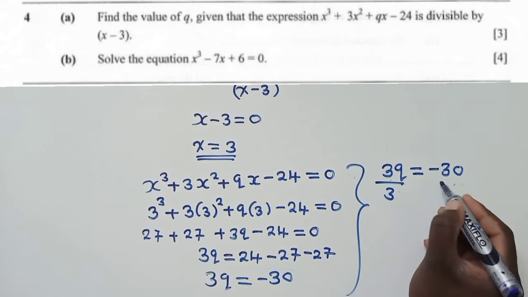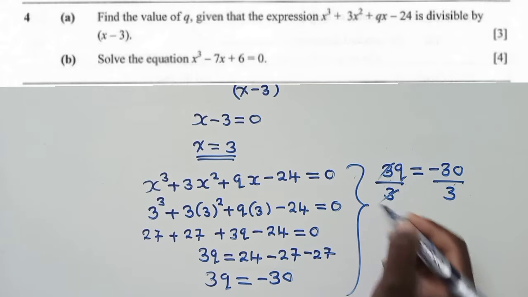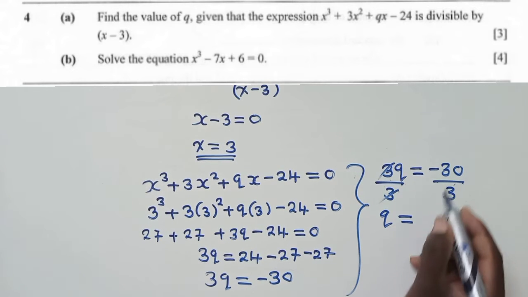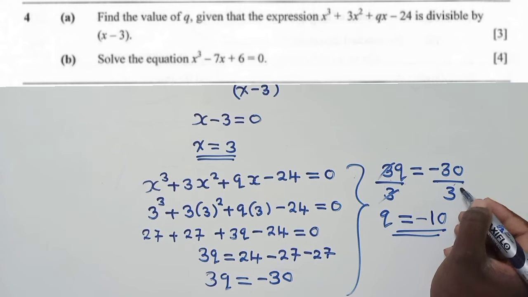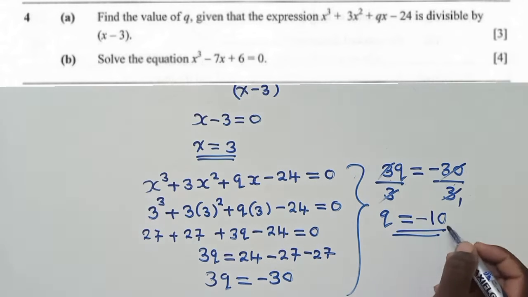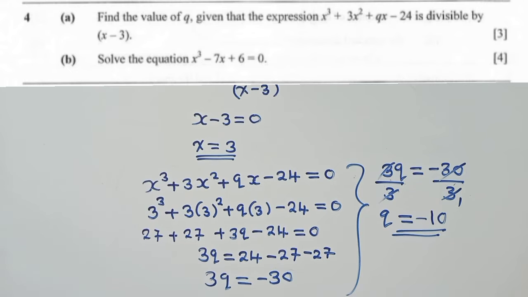We divide by 3, divide by 3. The value of q will be equal to negative 10. 3 into 3 is 1, and 3 into negative 30 is negative 10. So this is the value of q. We now go to the next question.